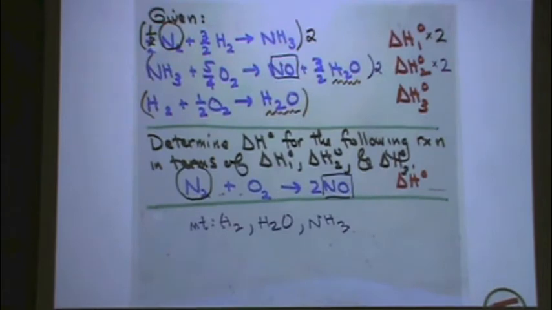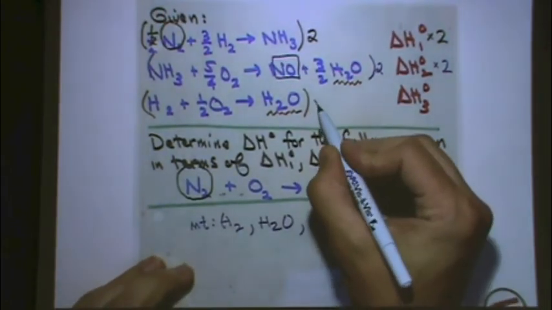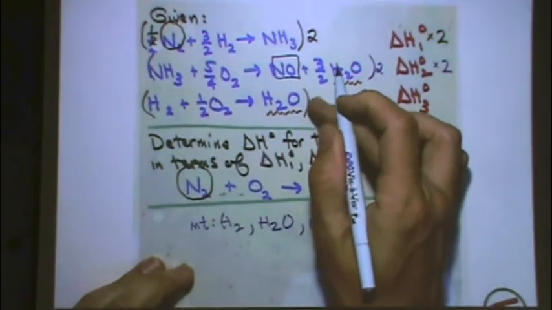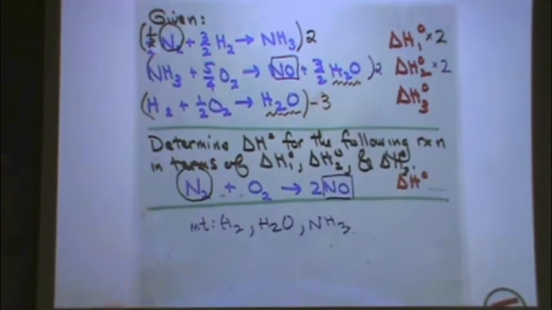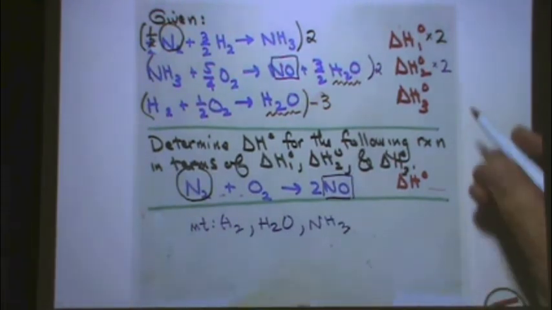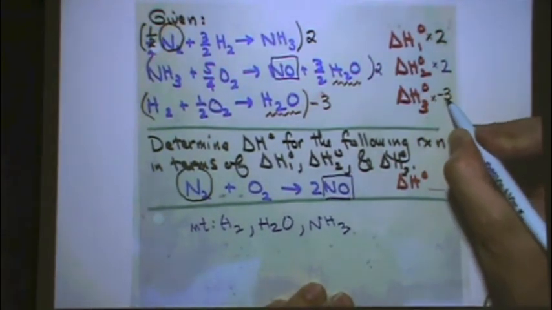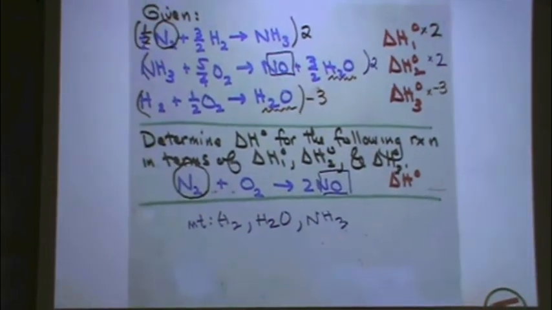So I have to multiply the third reaction by a -3 to cause the H2Os to drop out. A 3 in the second and a -3 in the third will drop that one out, which is really flipping the reaction. So thus I multiply delta H3 by -3.